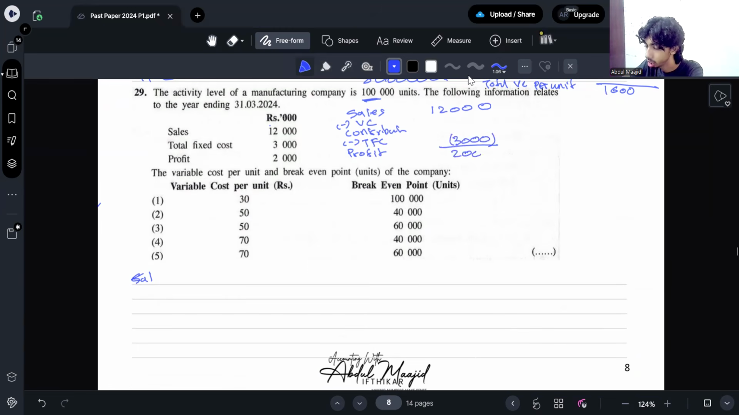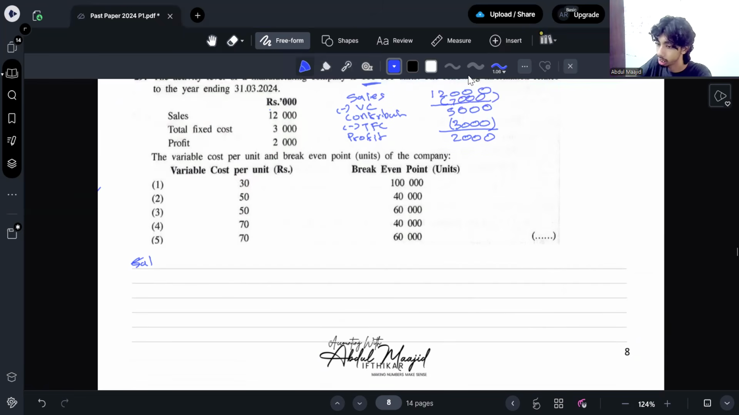Profit is 2 million. If the profit is 2 million and total fixed cost is 3 million, how much will be the total contribution? 2 million plus 3 million, that is 5 million. Then the variable cost will be 12 million minus 5 million, that is 7 million. Now they are asking for variable cost per unit.